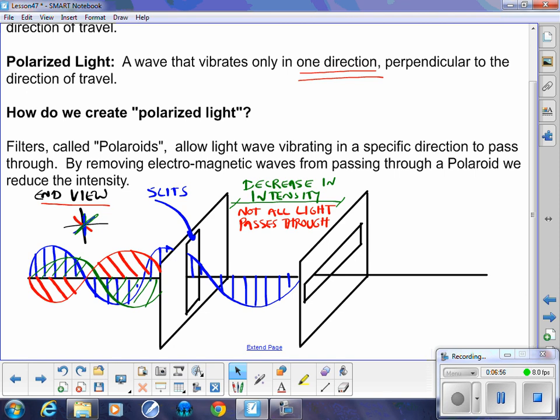Now, if I have a second Polaroid that's now perpendicular to the first Polaroid, that would mean that my blue wave would end up stopping at this point here. It would be blocked from passing through. So in this region here, we would have no light. All right. So if you have two Polaroids that are perpendicular, okay, light will not pass through.